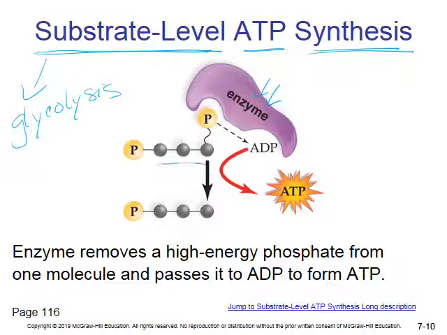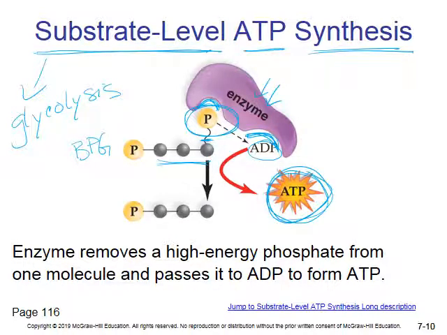And you can see we have our structure here, our BPG, and we're going to have the phosphate fit into the active site of the enzyme. We have ADP fitting into the active site of the enzyme, and it's going to bring these molecules close together, break this bond, release energy, and now you have your ATP structure.